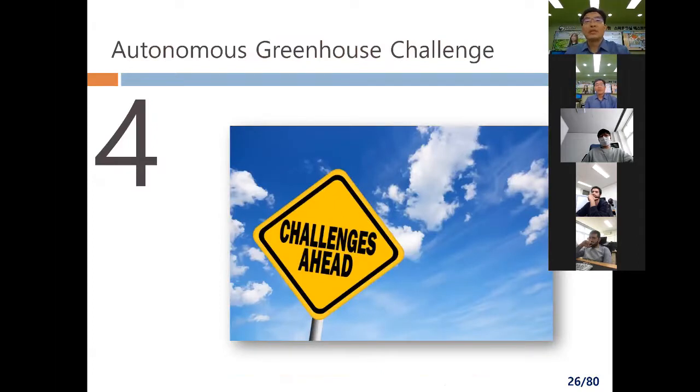Autonomous greenhouse challenge. You know the word challenge. In my thought, the challenge is to set a slightly higher goal than now and work together to achieve that goal. Recently, there was an interesting challenge in agriculture. Today, I will introduce you to the challenge that I will draw attention to in the agriculture sector.